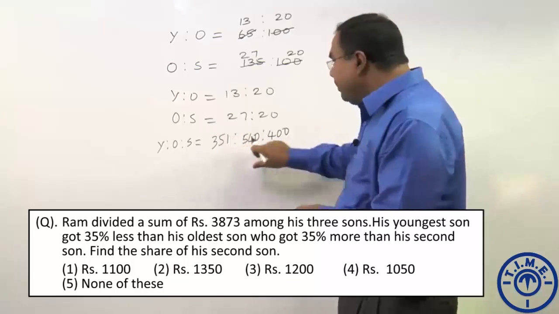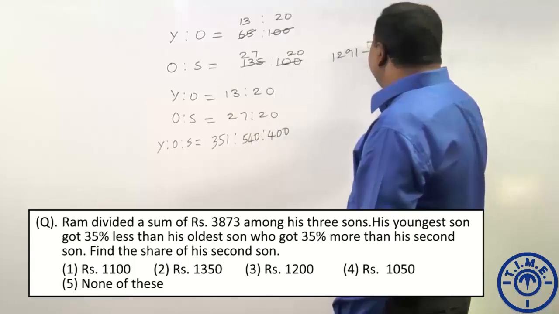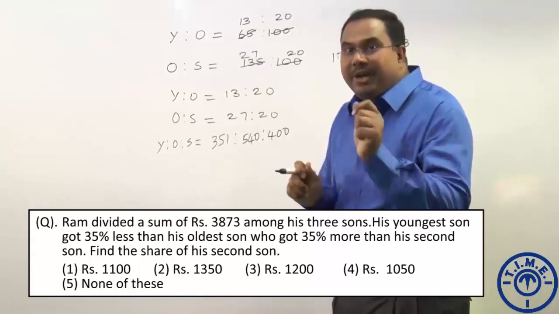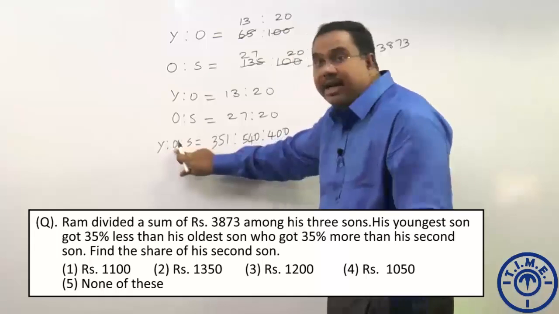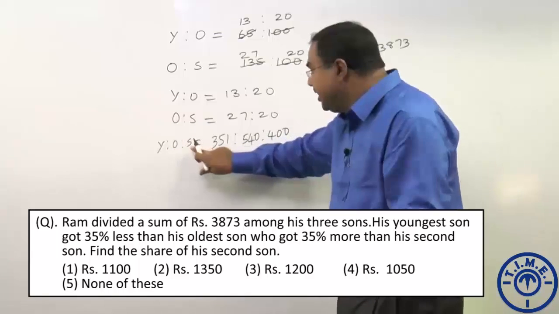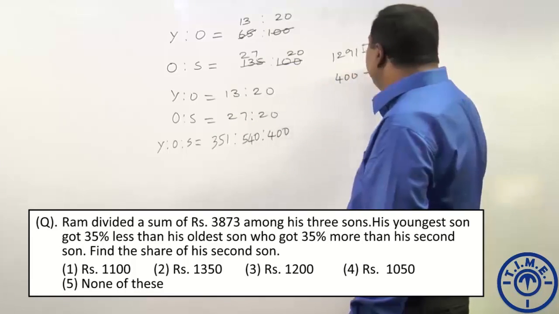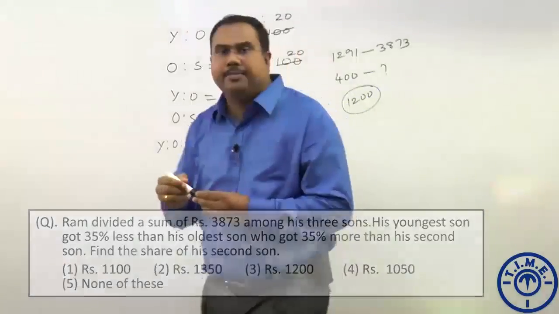So, what are the total number of parts here? 1291. This is equal to 3873. Find the share of the second son. Again, be careful friends. Don't write 540. 540 is the oldest son. We want the share of the second son. Second son here is equal to 400. So, 400 is how much? On solving this, we get 1200.